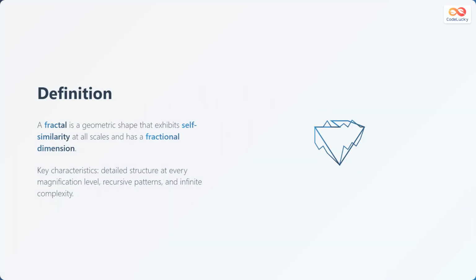So, what exactly is a fractal? A fractal is a geometric shape that shows self-similarity at all scales and has a fractional dimension. Some of the key characteristics of fractals include detailed structure at every magnification level, recursive patterns, and infinite complexity. A classical example of a fractal is the Koch snowflake.